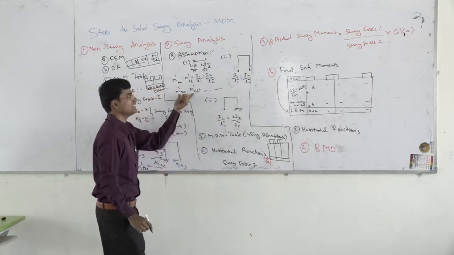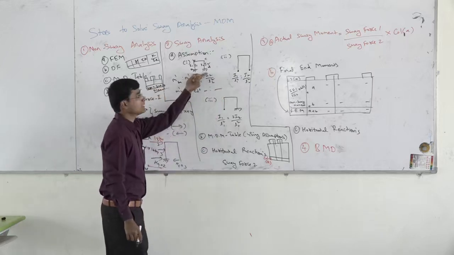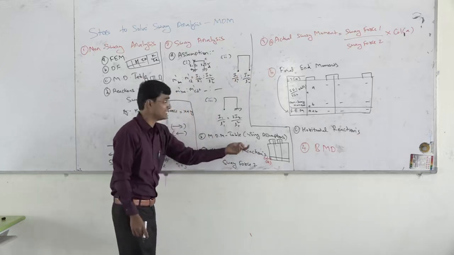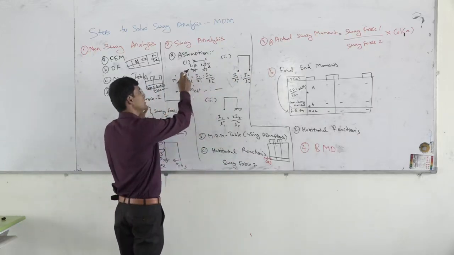Once you have these 2 values for the fixed support, the next one we have to calculate is the MDM. We have to go with the tabular column, that I will tell once we complete this one. Now this is our case 1.